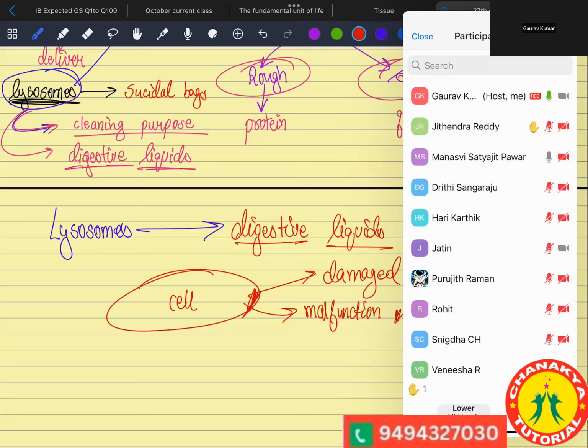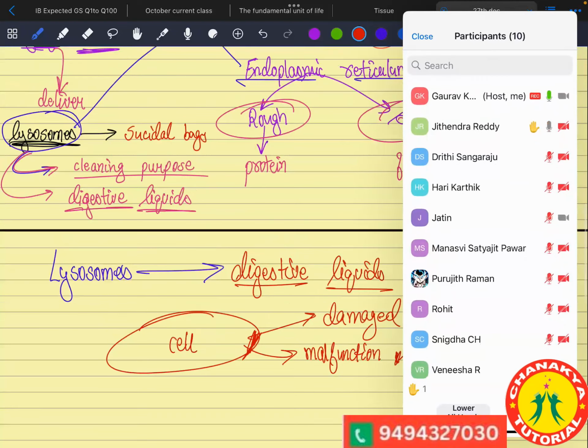The cell carries lysosomes. Lysosomes have digestive liquids, and these are so powerful that they can digest the whole cell. They are present inside the cell. So the cell is carrying a kind of suicide bag, which, in case of malfunction or damage, will release these liquids and digest the whole cell.